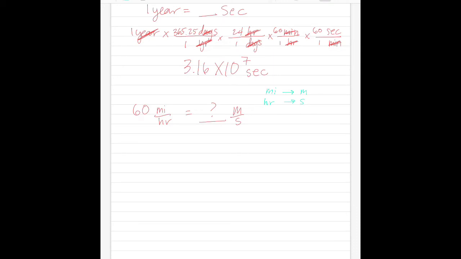So the first thing you do is write down what's given. So we've got 60 miles per hour. Now, let's tackle 1 unit at a time. Okay, so I want to take care of miles first. I know that miles needs to go to meters, so let's take care of that first. So to get miles to cancel, I know I need to put miles on the bottom here, and I need to get to meters. So meters goes on the top.